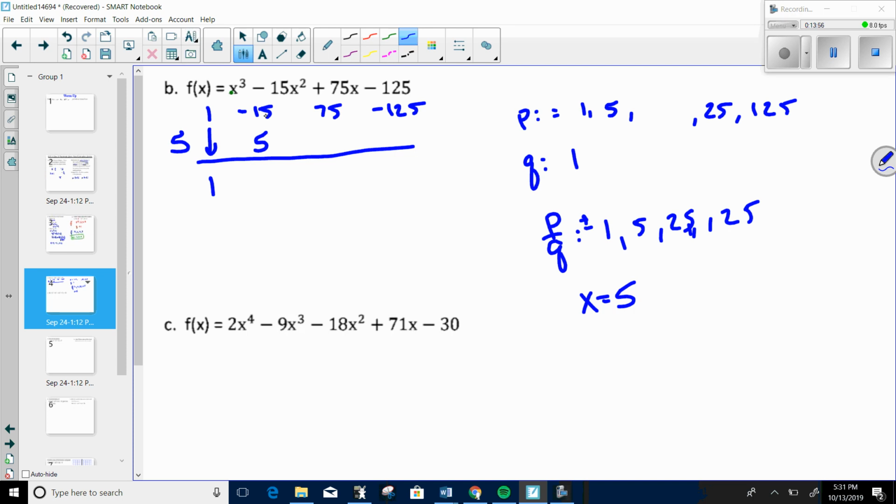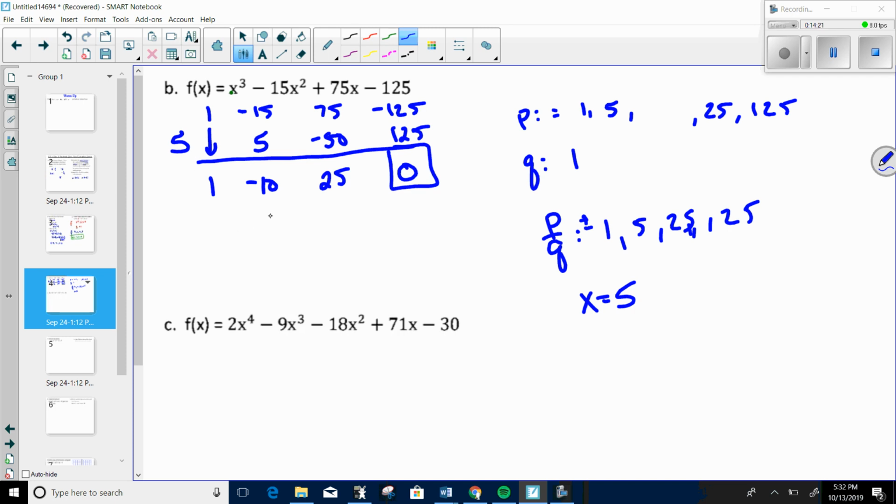We then combine negative 15 and 5, which is negative 10. We multiply 5 times negative 10, which is negative 50. We combine, which is positive 25. Then we multiply and we get 125, and we get a remainder of 0. This right here has to be a 0. If it's not a 0, then that number 5 is not a solution, or you've done something incorrectly.